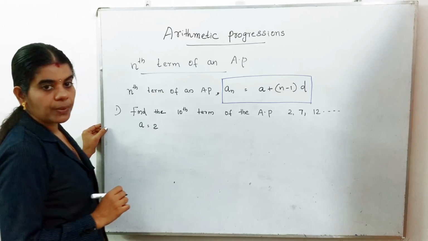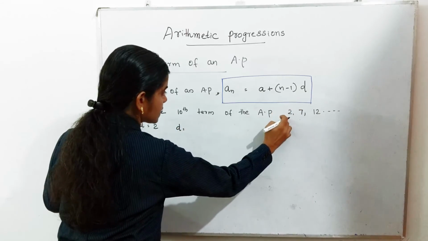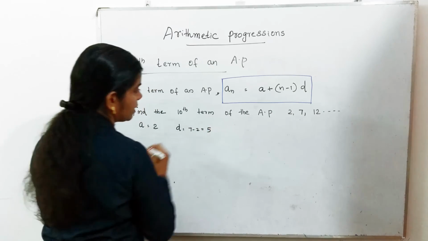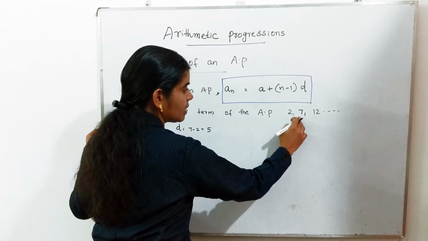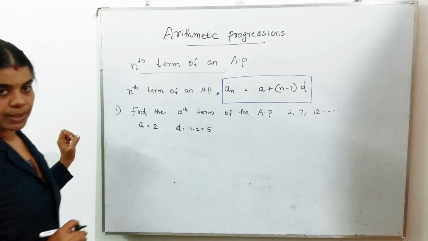Then you want to find out D. D is equal to second term minus first term. That is 7 minus 2, that's equal to 5. If you are doing third minus second, then 12 minus 7, that also will be 5. Then the D value also you got.